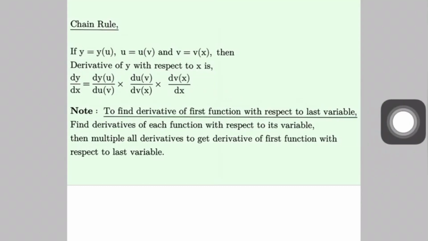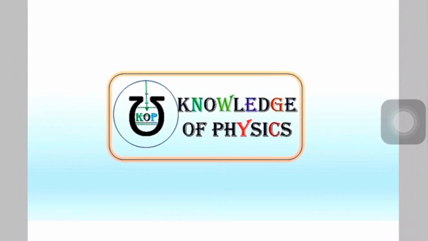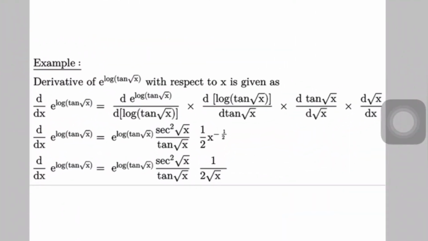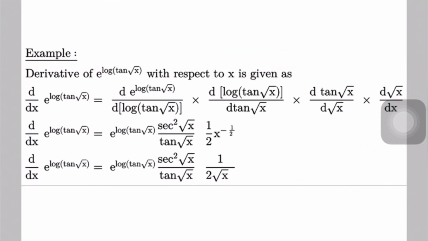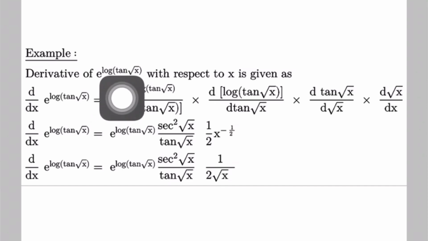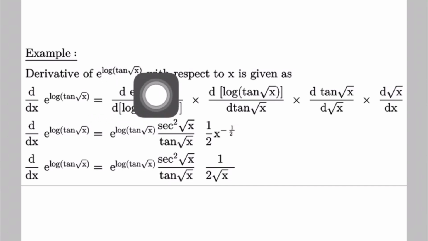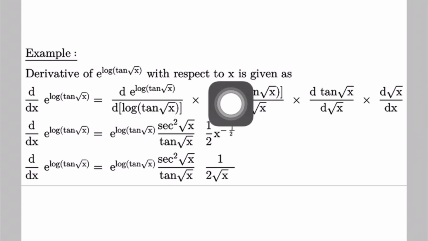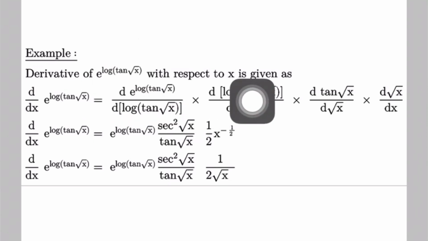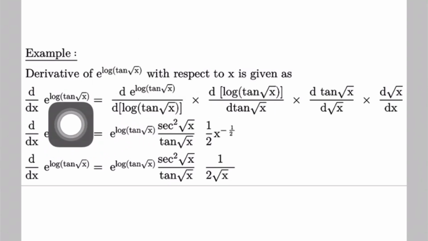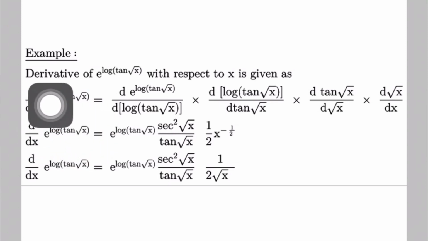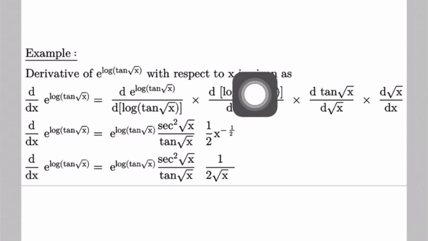Okay, let me show you an example. This is an example of using the chain rule to find the derivative of a given function. Here you are given the function exponential of log of tan of root x, and we have to find the derivative of this function with respect to x.